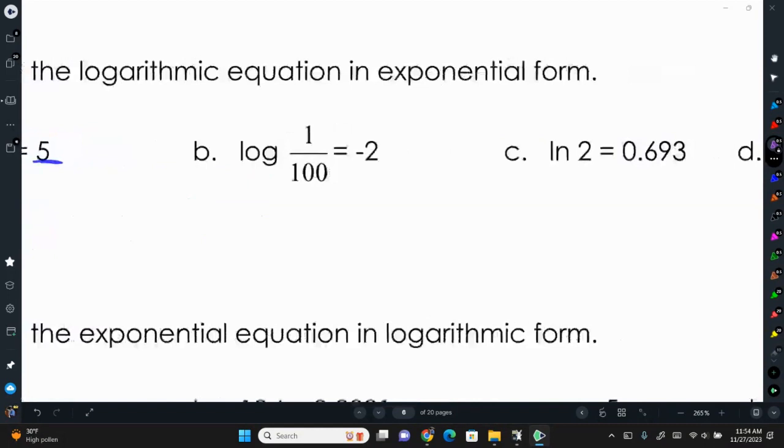All right, B, we have log with no base of 1/100 equals -2. Remember, if there's no base written down, it's an invisible 10. So then we take our base, 10, raised to the -2nd power equals the other stuff, 1/100. And we could verify that with the calculator as well.